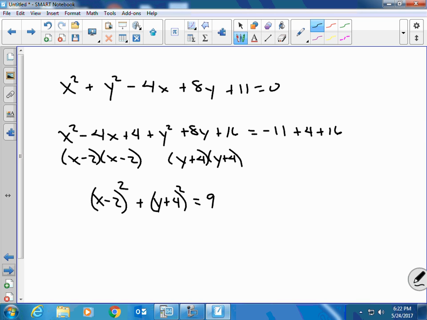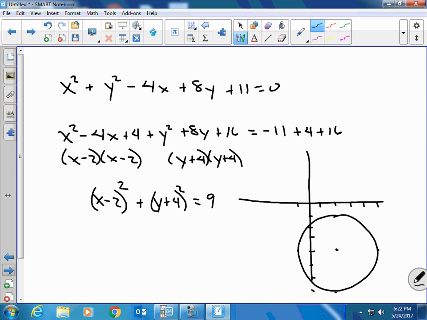Sketch your graph. Right 2, down 4, out 3 in every direction. And sketch a circle through those points. And that was horrible because I need to label my axis. Okay? Completing the square to find the equation for a circle.